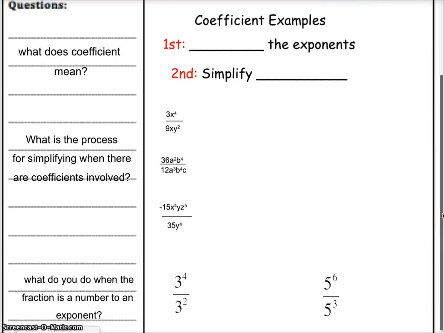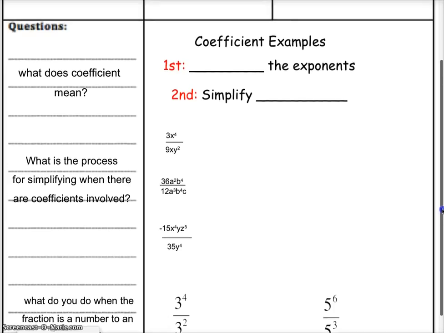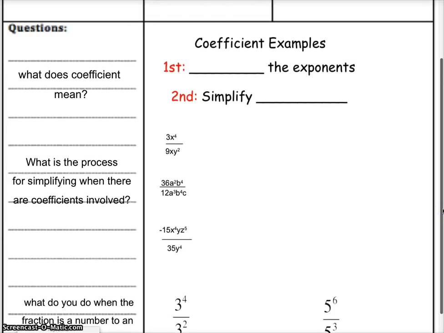Okay, the next concept aligned with simplifying algebraic fractions is if we have coefficients. Now there's multiple ways to do this, but the first thing I do is expand the exponent. That's the first thing I do. And then at the end, I simplify the coefficients. Now let me model through an example.